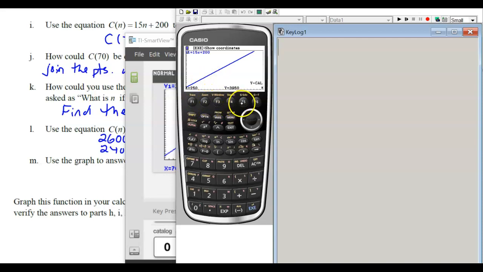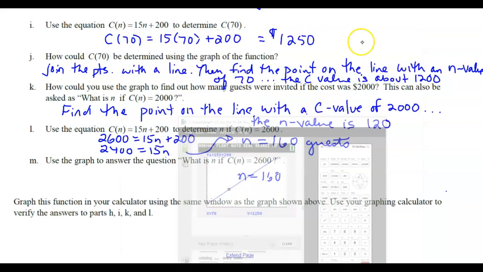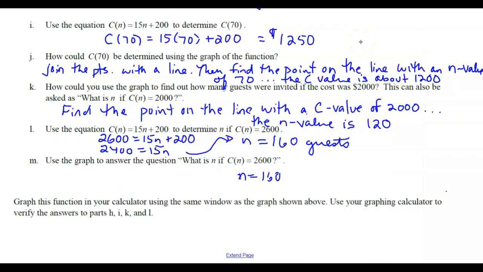So then, same thing here, G-solve, arrow, my Y calc when X is 70. Oops, that's 700. Okay, 1,250. Got that. Then we were to do K.